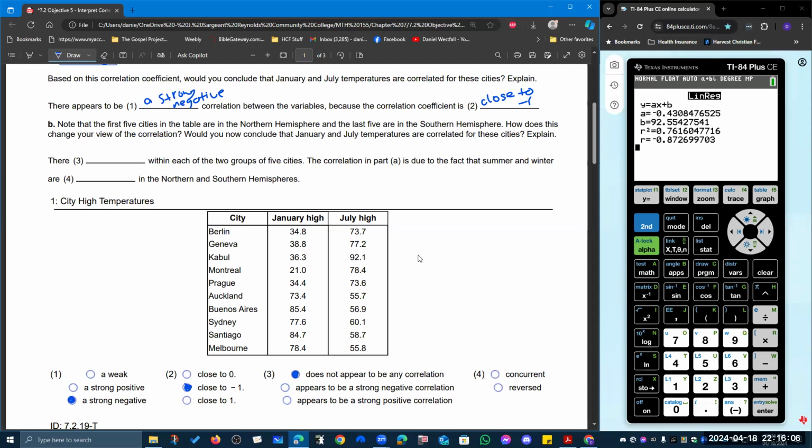Once we consider that point, the correlation in part A is due to the fact that summer and winter are reversed in the northern and southern hemispheres, which is what I was talking about as we were going through the data.